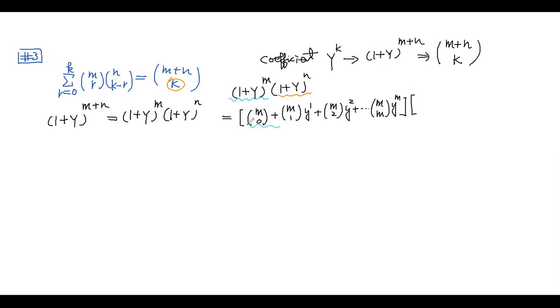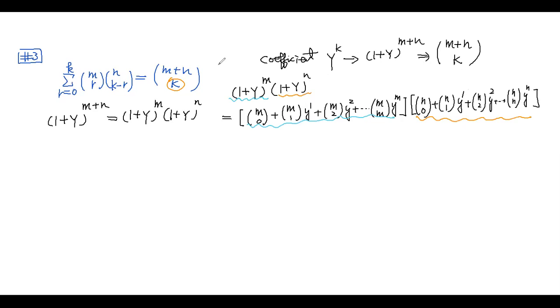So that's what I've expanded here. Now (1 + y) to the n's power is the same thing. So first is C(n, 0), then plus C(n, 1) y to the first, plus C(n, 2) y squared, then plus C(n, n) y to the n. All right. Okay, so this is my second expansion here, right?